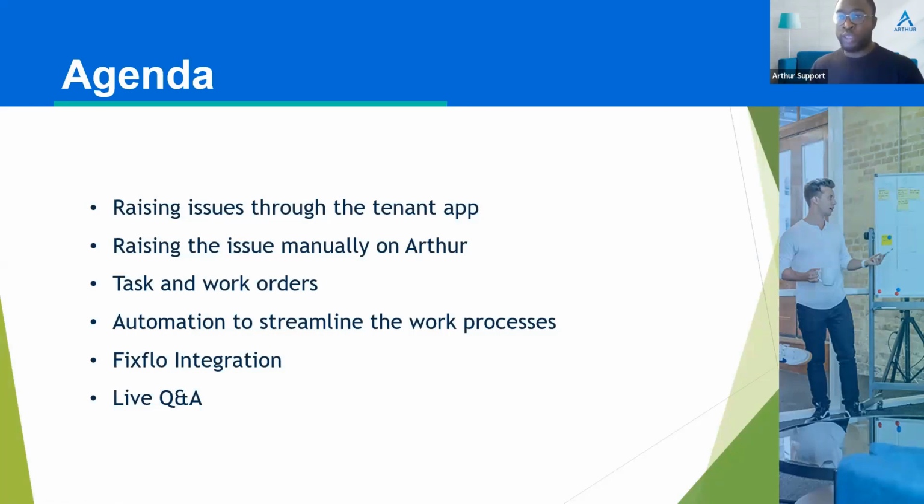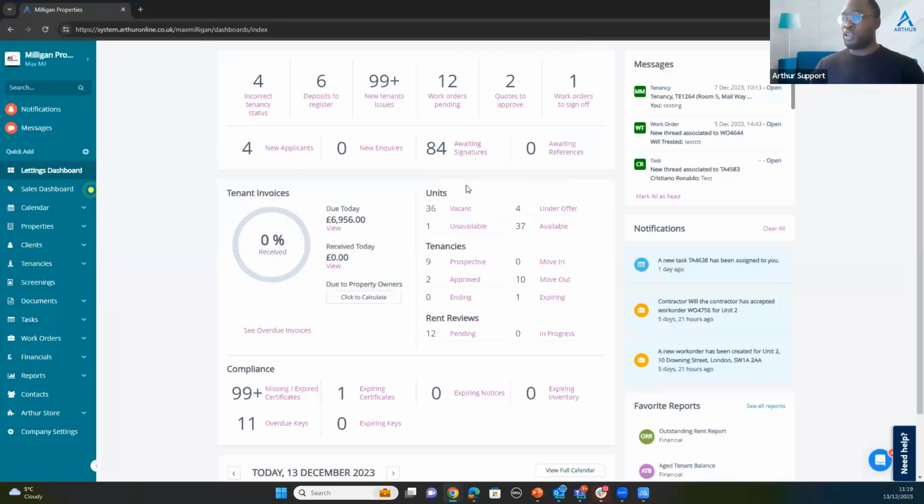So what I will be talking about now is how to raise an issue manually on Arthur, just because my colleague has showed you how you would do it through the app. So now, if you bear with me one second, I'm just going to pull this up. So this is my Arthur account, my test account, which I'll be showing you how to add the issues manually if you were going to.